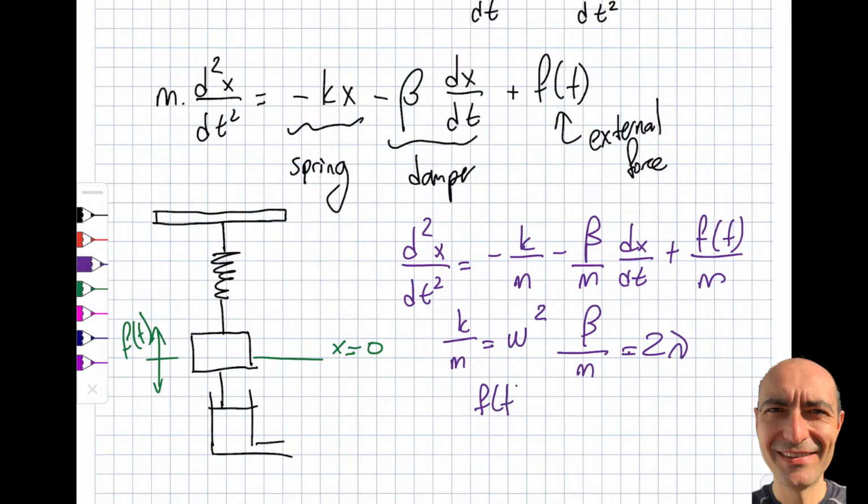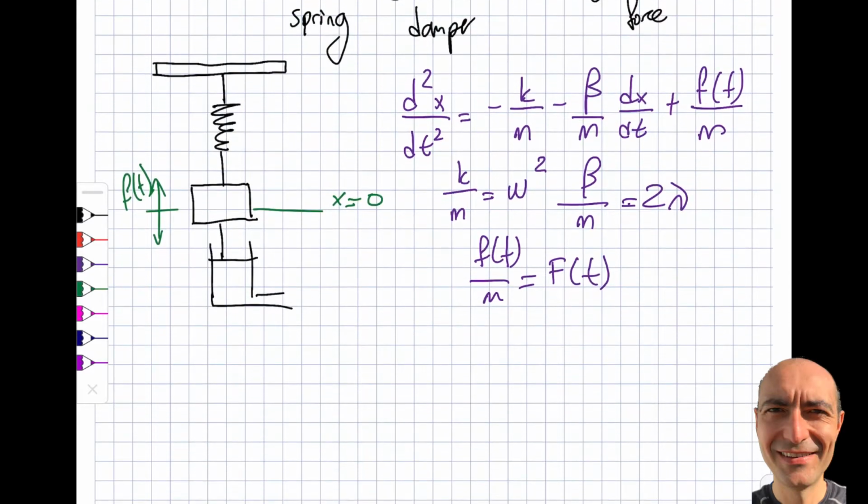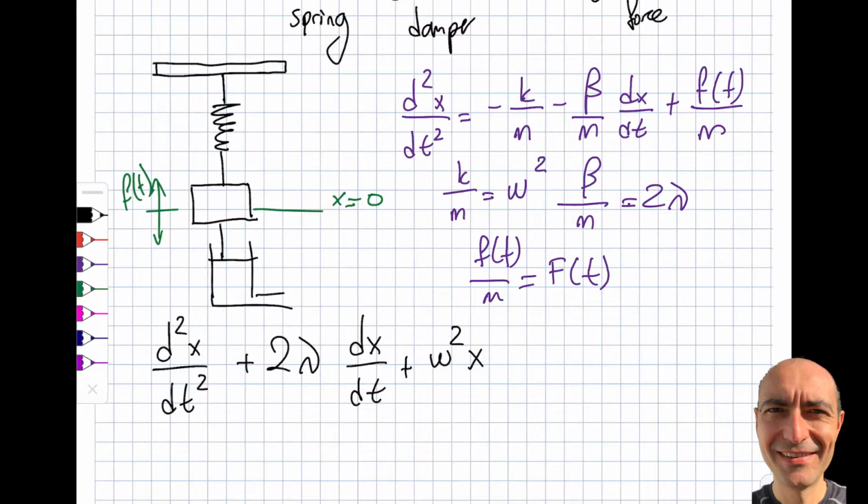And f of t by m, we call this F of t, the capital. When all said and done, I'll take this side as a plus, and I'll leave it to here. So that will look more like what we've been working with, right? So the final equation that we have is going to look like this: d squared x/dt squared plus 2 times lambda dx/dt plus omega squared x will be equal to F of t, right? So this will be my differential equation that I need to look at, okay?